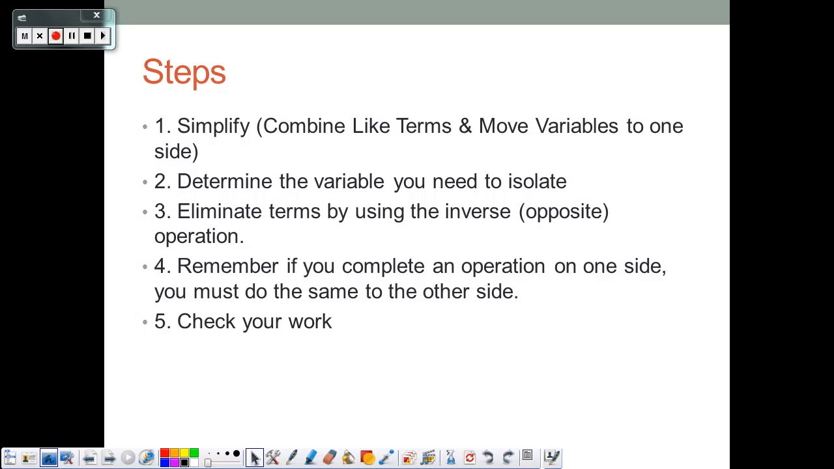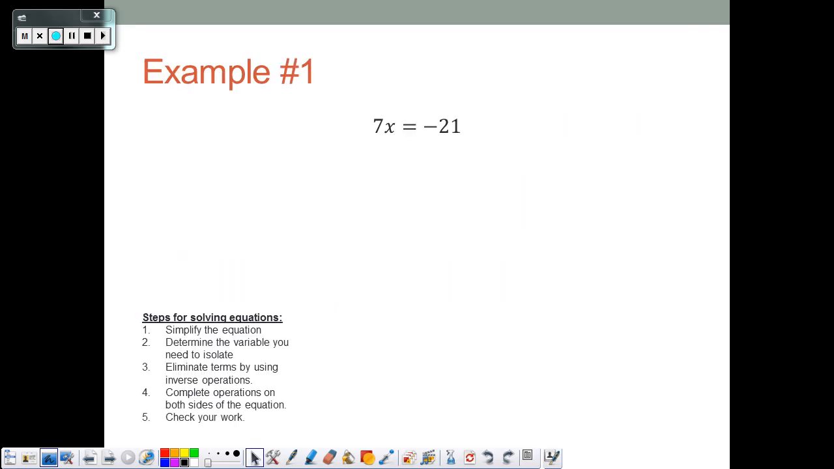I'm going to determine the variable I need to isolate. I'm going to eliminate my terms by using the inverse or opposite operation. And if I do an operation on one side, I'm going to have to do it to the other. I've got to keep my scale balanced, and then I'm going to go back and check my work to make sure I have the right answer.